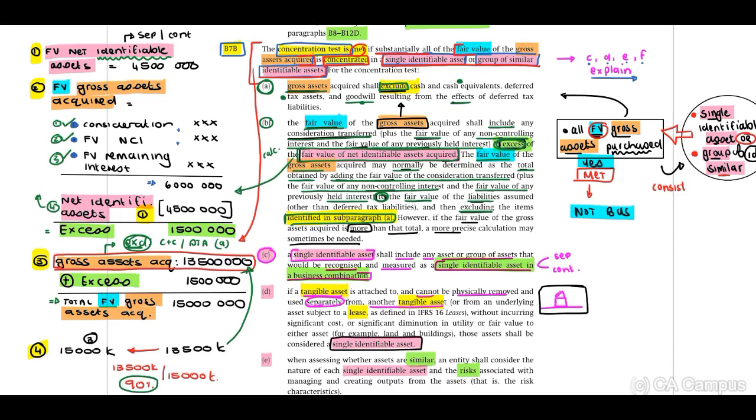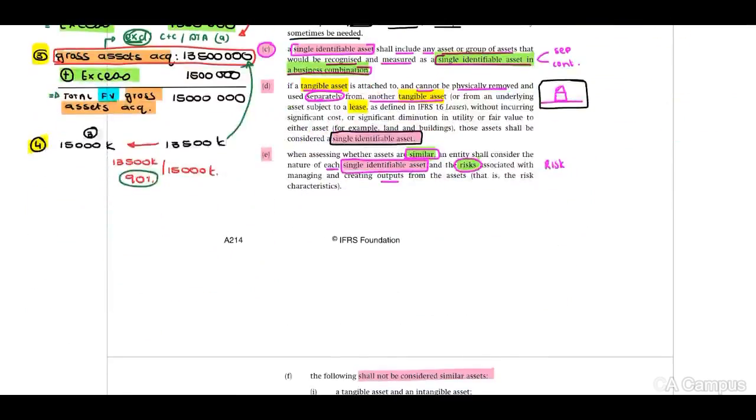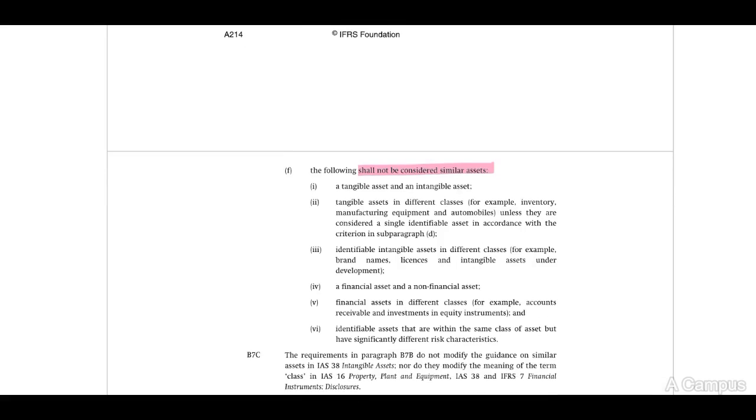E. When assessing whether assets are similar, an entity shall consider the nature of each of the single identifiable assets and the risks associated with managing and creating outputs. Therefore, your keyword here, guys, is risks that you need to look out for. And what is the type of classes? Okay, then F is very important to us.